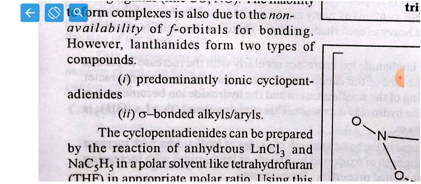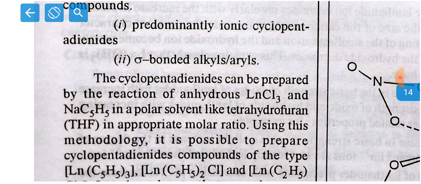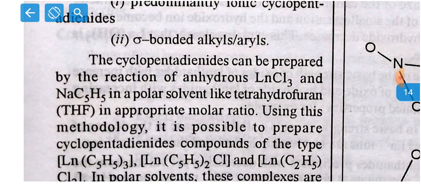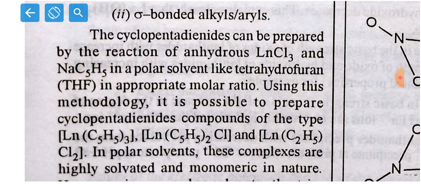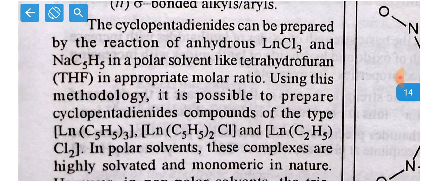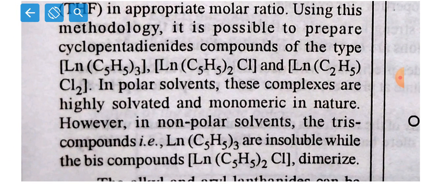First are the predominantly ionic cyclopentadienides, and second are the sigma-bonded alkyls or aryls. The cyclopentadienides can be prepared by the reaction of anhydrous LnCl3 and NaC5H5 in a polar solvent like tetrahydrofuran, THF, in appropriate molar ratio. Using this methodology, it is possible to prepare cyclopentadienyl compounds of the type Ln(C5H5)3, Ln(C5H5)2Cl, and Ln(C5H5)Cl2 in polar solvent.